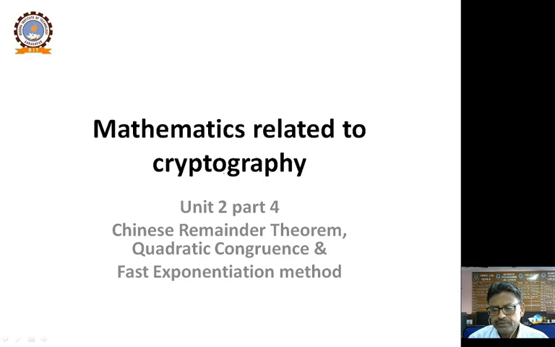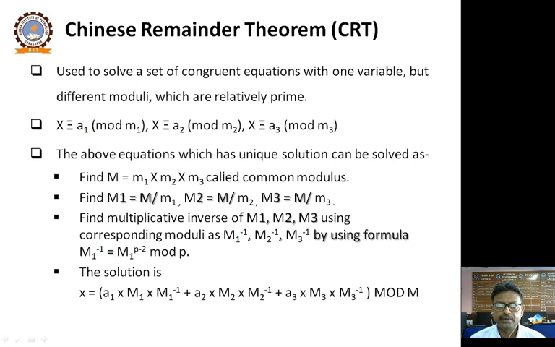Quadratic congruence involves certain relationships which are quadratic in nature, and we will see how to solve them. There are also many algorithms which use exponentiation for the encryption and decryption process, so there must be an algorithm to discuss how to solve that, and that is the fast exponentiation method. First of all, we are going to discuss the Chinese remainder theorem.